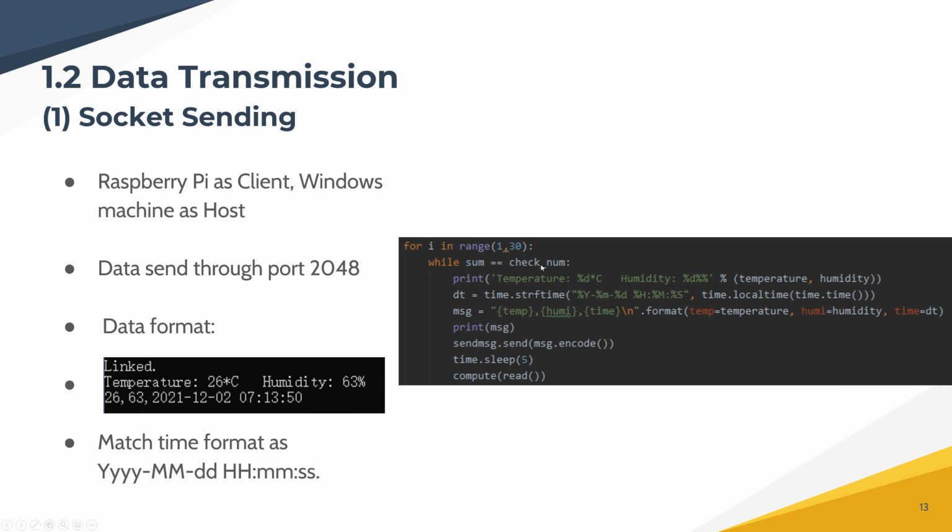Once we finish the decoding, we are going to transmit the data through the Raspberry Pi to the Windows machine. Here we have the Pi as a client and the Windows as a host, and we are sending the data through port 2048. We have the data format showing here. When we send the data, we're also going to print the data on the Raspberry Pi side, so we can see if this data is correctly inserted into the database.